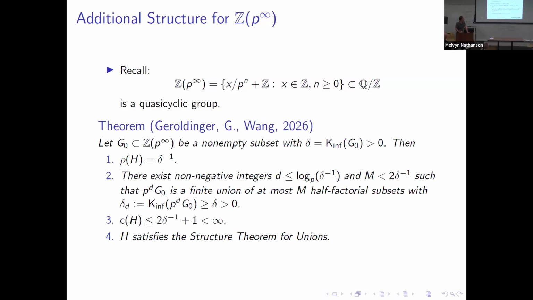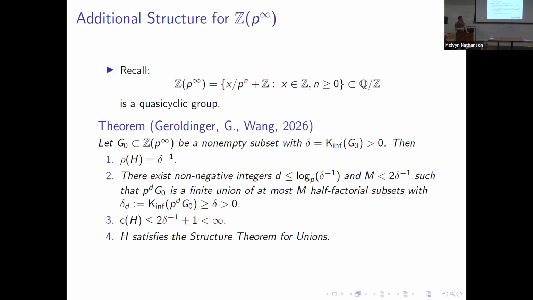And in this setting over here, we can also get some positive results, even stronger ones than we get for our general torsion group. So the idea is, if we have, say, our G naught inside this quasi-cyclic group, and we assume that the K inf, let's just call it little delta, is strictly positive, so that our previous result would tell us that the catenary degree was finite, then it's not so hard to calculate that the elasticity is exactly equal to this delta inverse. The catenary degree is finite. That's just the bound from the previous slide.